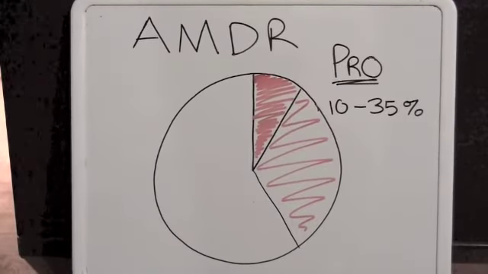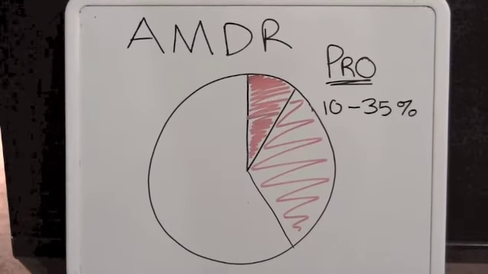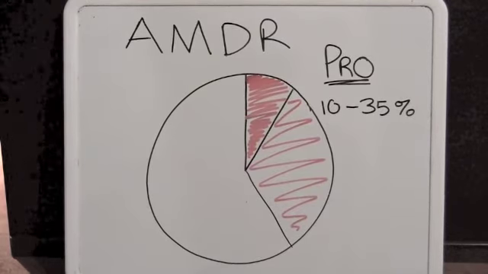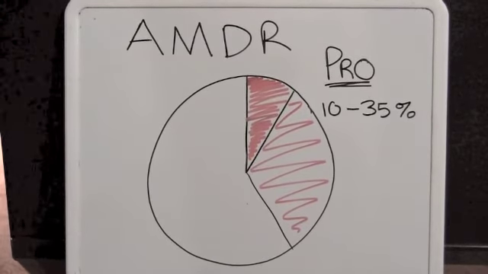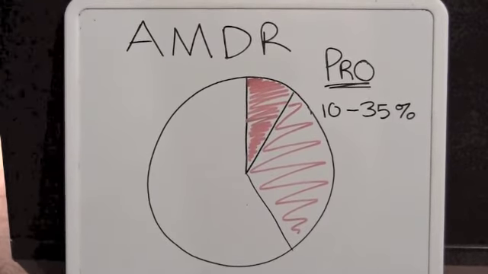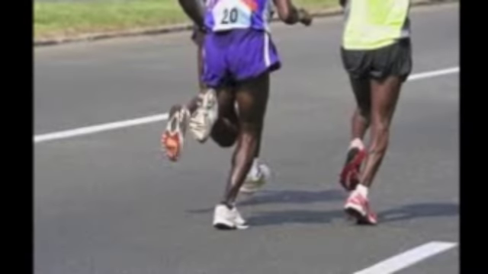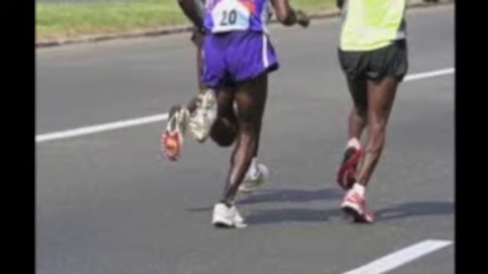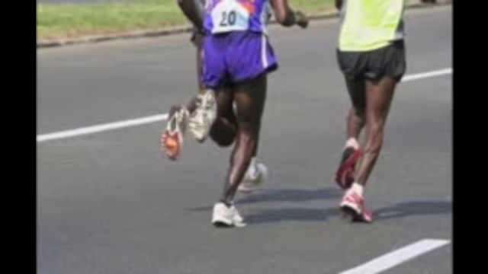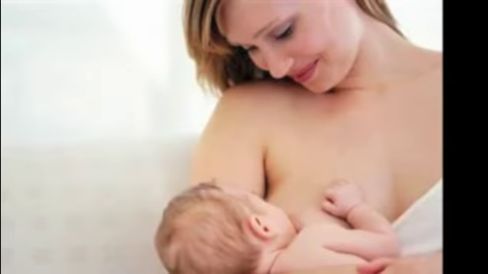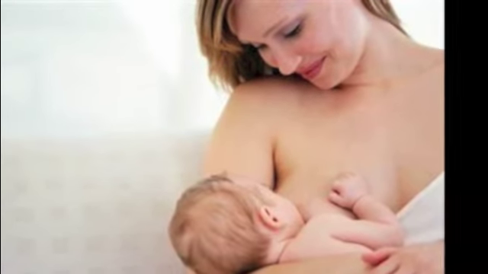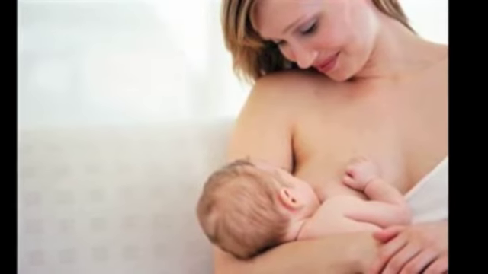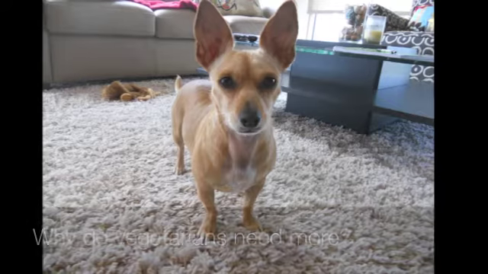The acceptable macronutrient distribution range for protein in adults is 10 to 35% of your caloric intake. For a 2,000 calorie diet, this is 50 to 175 grams. Individuals who may require more protein than 0.8 grams per kilogram are those who are ill, athletes, growing children and adolescents, and pregnant and lactating women. Another group of people who require more total protein is vegetarians.